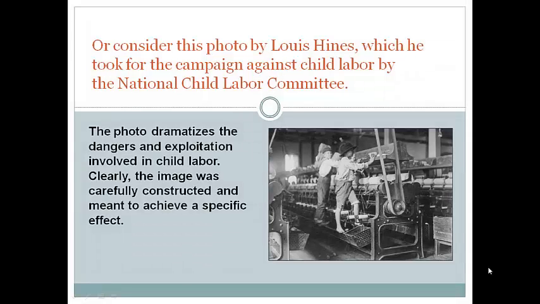Or take this photo by Louis Hines, which he took to further the campaign against child labor. The photo shows 2 young child workers precariously balanced on the textile machinery they are maintaining. That photo angle and composition stress the massive machinery and drab factory setting. These contents of the photo are all real, obviously, but they are also composed in the photo in such a way as to dramatize the problem of child labor.